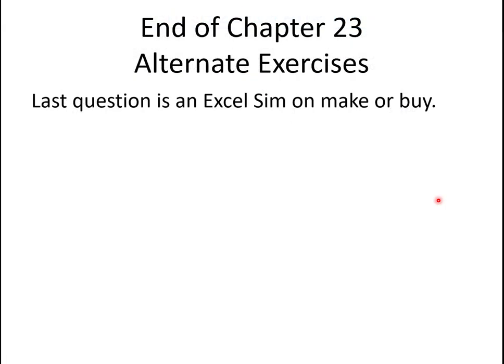The last question on Chapter 23 is an Excel simulation on make or buy. You've already completed several Excel simulations, but you can go back to Chapter 15 if you would like a review of the Excel sim orientation. This concludes the video on the exercises for Chapter 23.